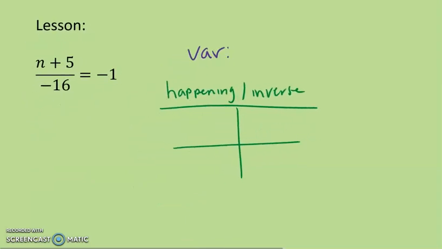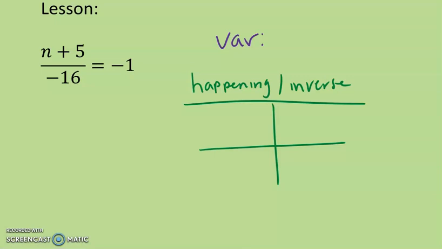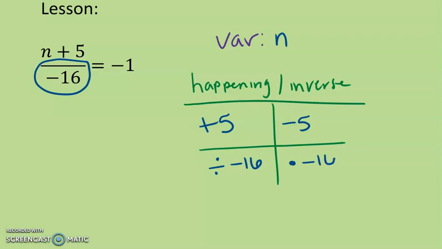All right, so here is our first problem. Here we have n plus 5 all divided by negative 16 equals negative 1. So the first thing that we should identify is our variable, which in this case is n. And now we need to say what's actually happening to it. So right, stuck with it, I can see that I am adding 5. So my inverse to that is going to be to subtract 5. And then I also see that I am dividing by negative 16, which means that the inverse for that is to multiply by negative 16.